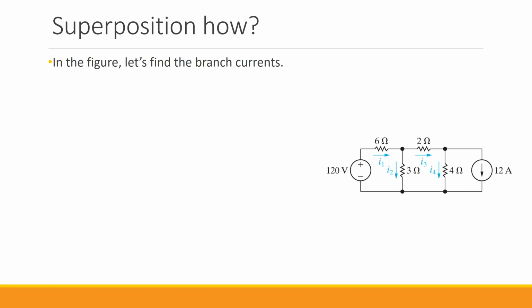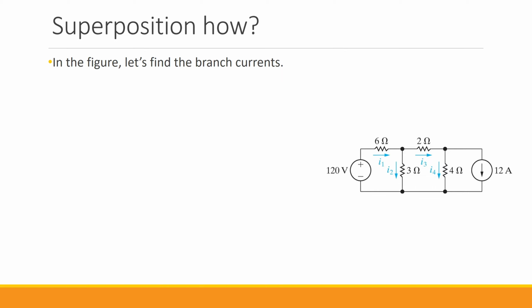Let's just go through an example to see how superposition works. In this circuit, to the right, we have this independent voltage source, this independent current source, and then we have these 4 resistors: a 6 ohm, a 2 ohm, a 3 ohm, and a 4 ohm. In this circuit, what we want to do is find the values for I1, I2, I3, and I4. First of all, by looking at this circuit, you realize that this is not a complicated circuit to begin with, right?